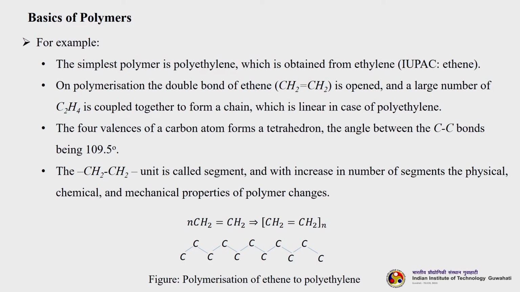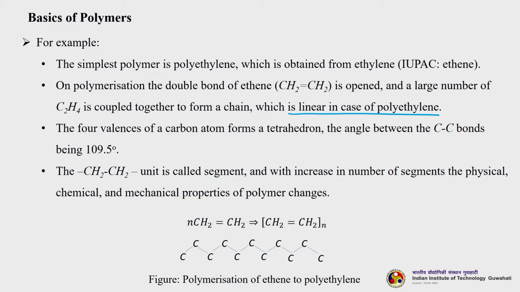For example, the simplest polymer is polyethylene. All of us know this and we use it in our everyday life. It is obtained from ethylene or ethene, the IUPAC name is actually ethene. On polymerization the double bond of ethene, CH2=CH2, is opened up and a large number of C2H4 units are coupled together to form a chain, which is linear in the case of polyethylene. It is a linear molecule, and the 4 valences of a carbon atom form a tetrahedron. The angle between the C-C bonds is usually 109.5 degrees.